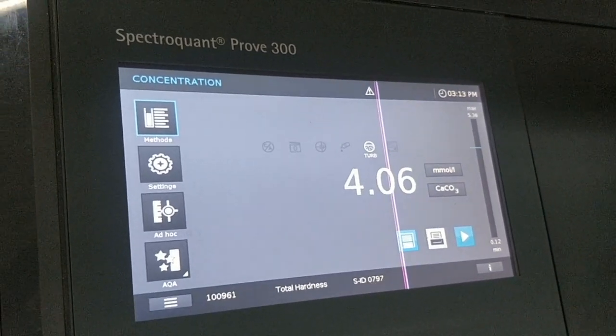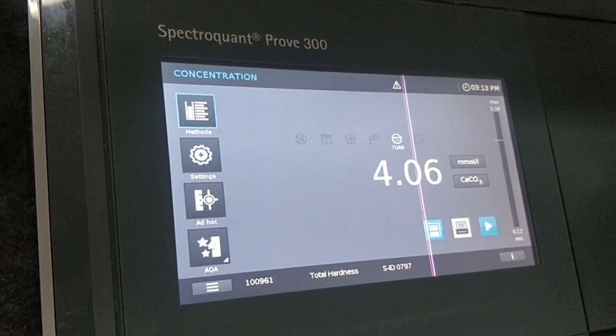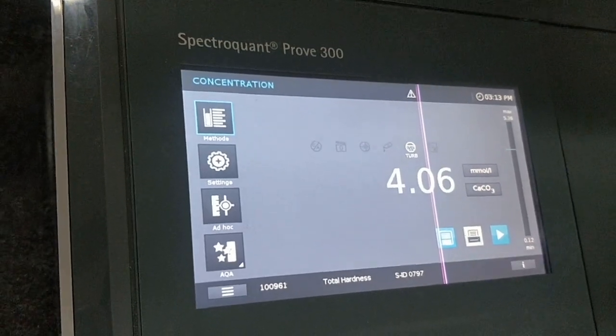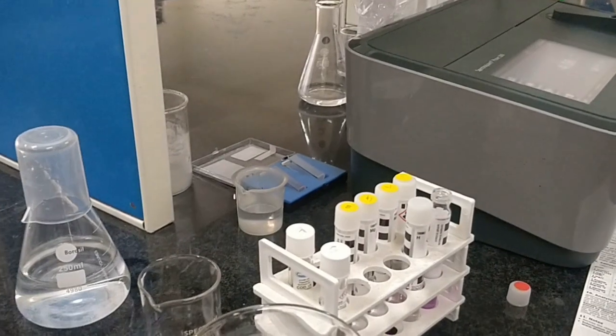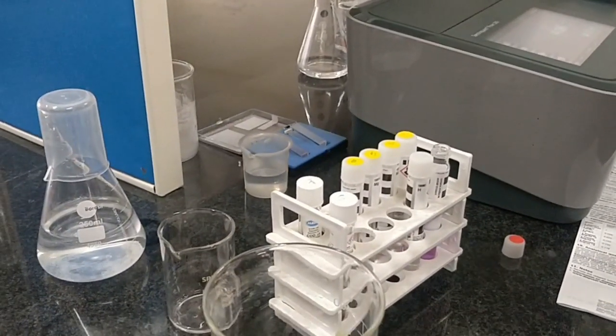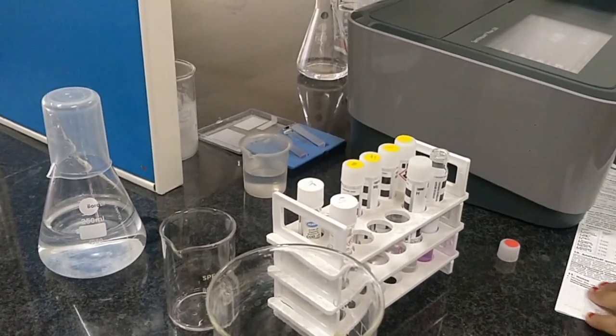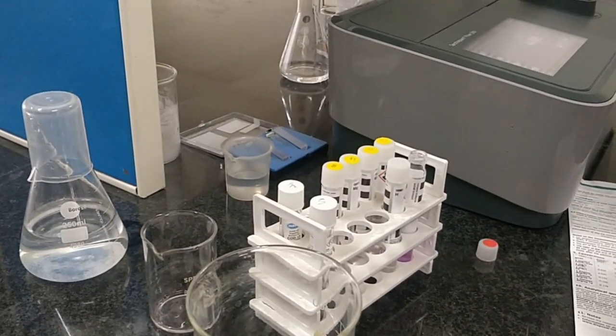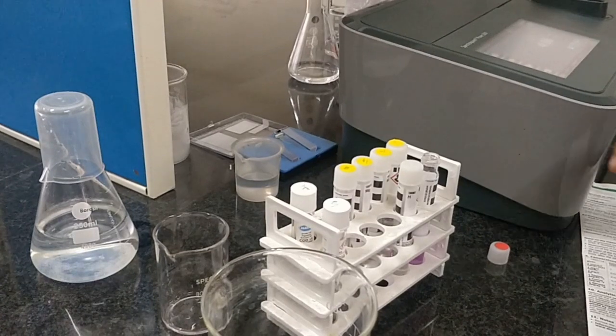Now, for the sample, we have to take a measurement of the magnesium hardness. To calculate the magnesium hardness, we have to take reagent 2, which has imidazole. We have to make use of 3 drops of reagent 2.